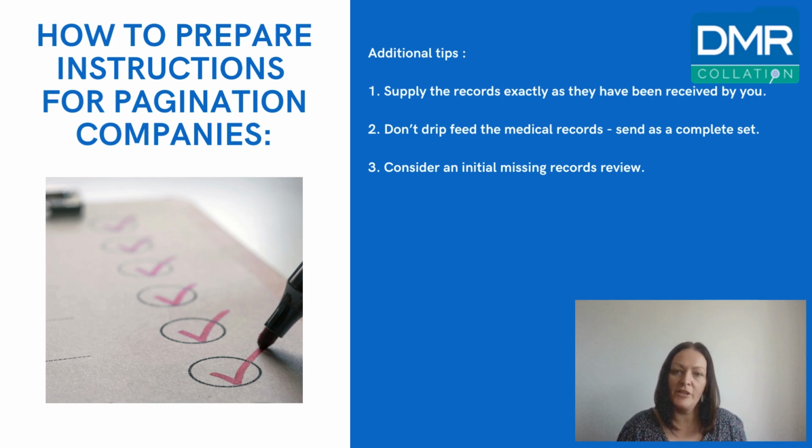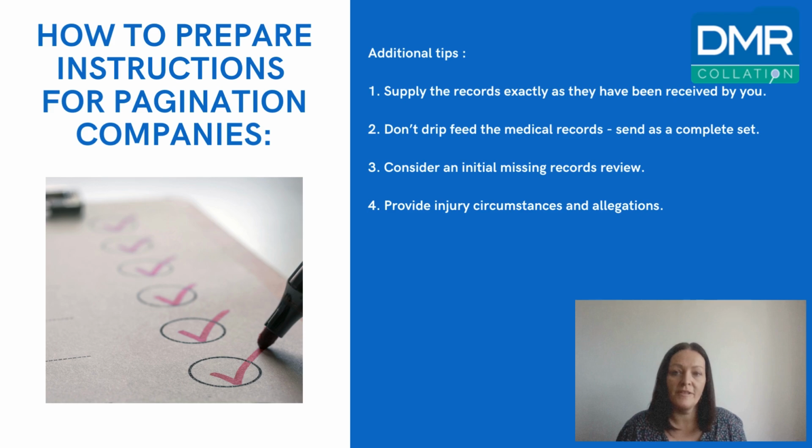Consider asking your pagination company to perform a missing records review on the collated set of records before advancing to preparing a full chronology of the records. A comprehensive missing records review will normally take a professional analyst 2 to 3 hours to complete and can be a massive cost and time-saving tool if this flags relevant missing records which will need to be obtained before a complete chronology or medical report can be produced.